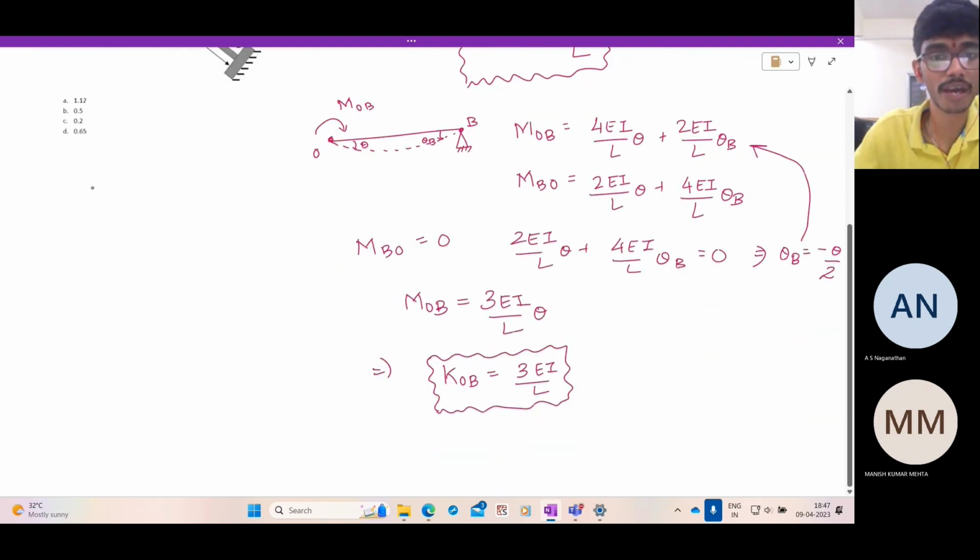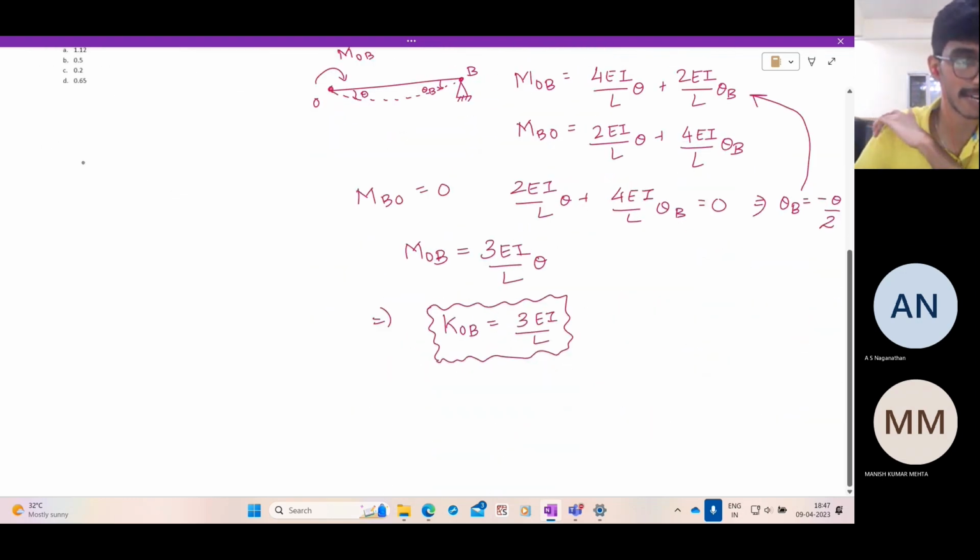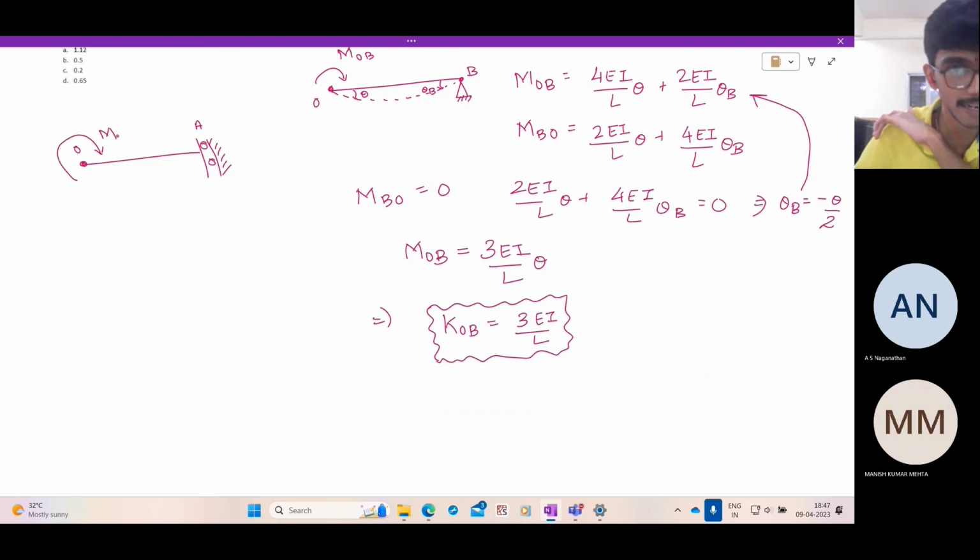Now let us look at the member OA. So let us draw the free body diagram. We have O here, A here, but A is a guided roller, something like this. We have O, we have A. Now if you apply a certain moment, MOA, what happens? This will maintain 90 degrees, but this will displace laterally. So we'll have something like this. So here theta A is equal to 0.